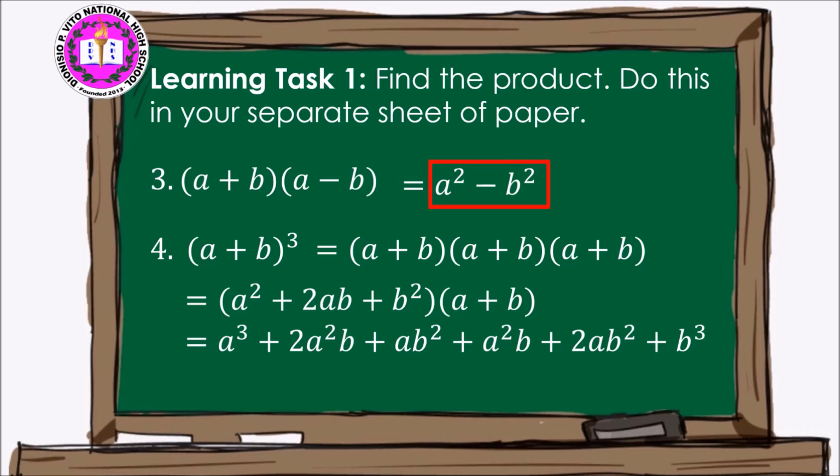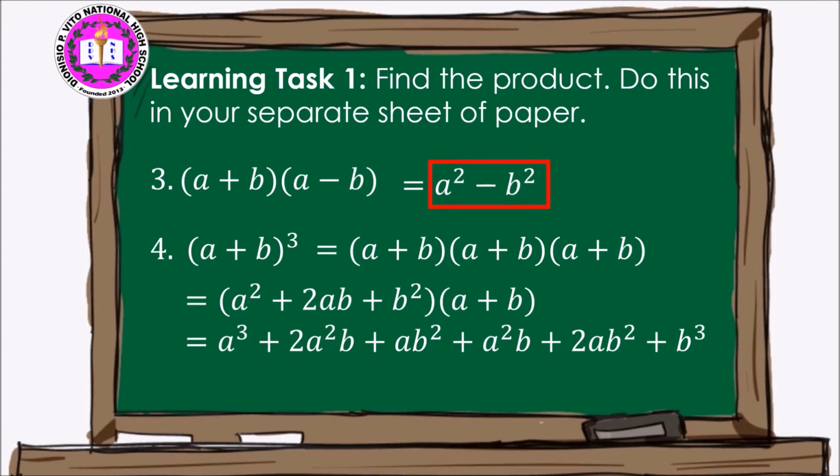Positive 2ab times a is equal to positive 2a squared b. Positive b squared times a is equal to ab squared. Then a squared times b is equal to a squared b. Then positive 2ab times b is equal to positive 2ab squared. Then b squared times b is equal to b cubed.